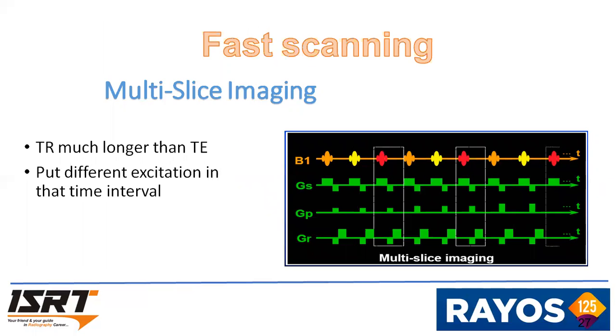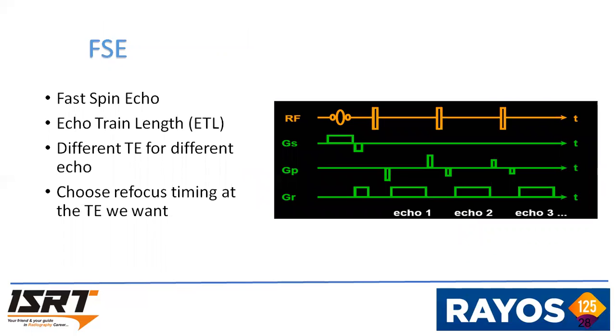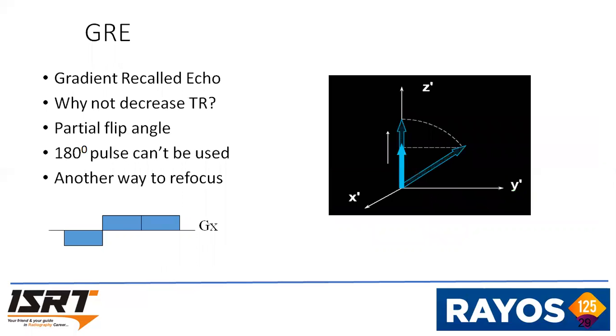Multi-slice imaging: the TR is much longer than TE, so we put different excitations in the time interval. And in fast spin echo, with the echo train length, different T2 echoes are refocused at the timing of the TE we want. Gradient echo is a recalled echo with a partial flip angle; the 180-degree pulse can't be used, so there is another way to refocus.